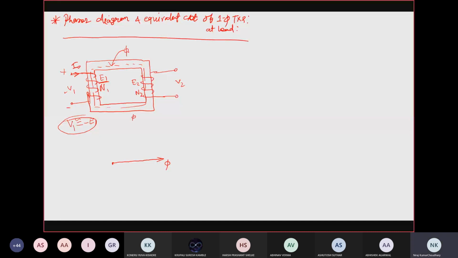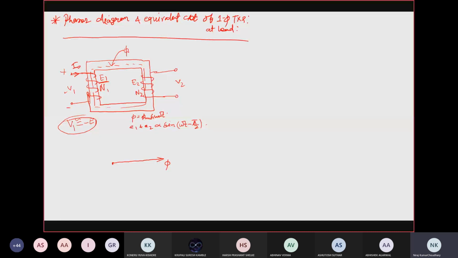फ्लक्स हम लोग कंसीडर क्या किए थे? phi m sin omega t. Then we have calculated E1 and E2. So we have found that the phase relationship between the induced EMF and the flux was such that it was sin omega t minus pi by 2. It means that the induced EMF will lag the flux, core flux, by 90 degree.